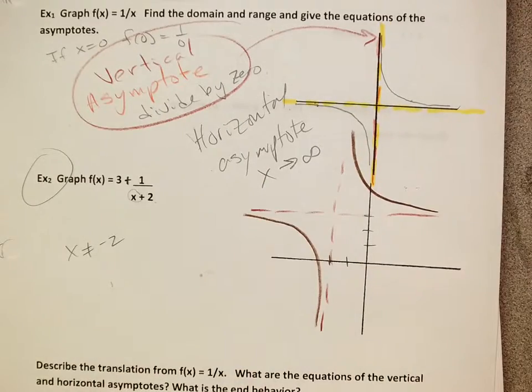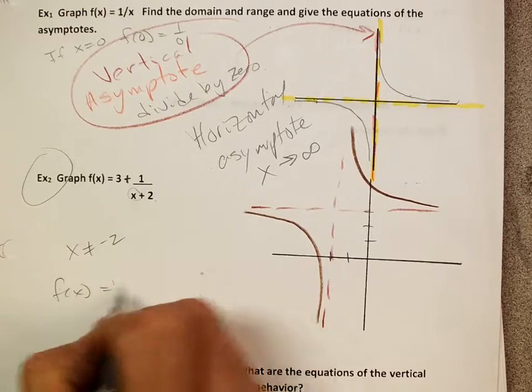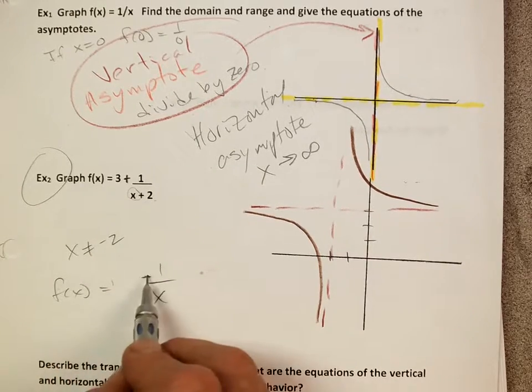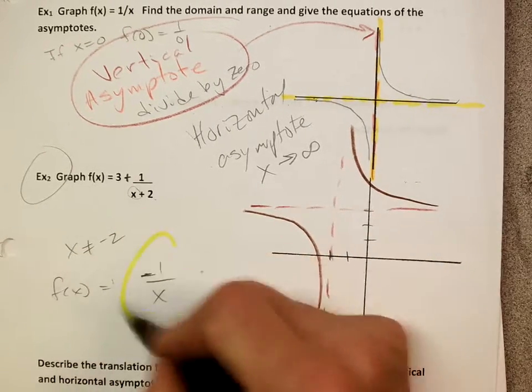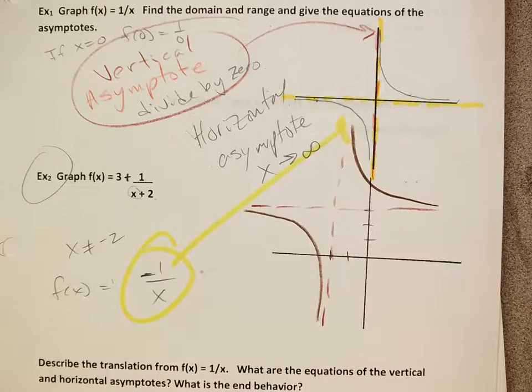All right, and one real quick, if you had f of x equals -1 over x, I'll throw that one in. I want to see the negative. What do you think? How is this function different from this function here with the -1?